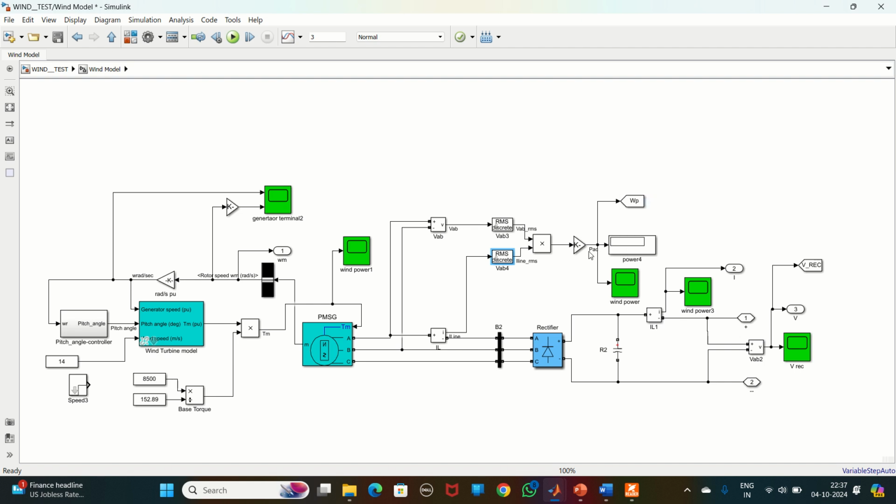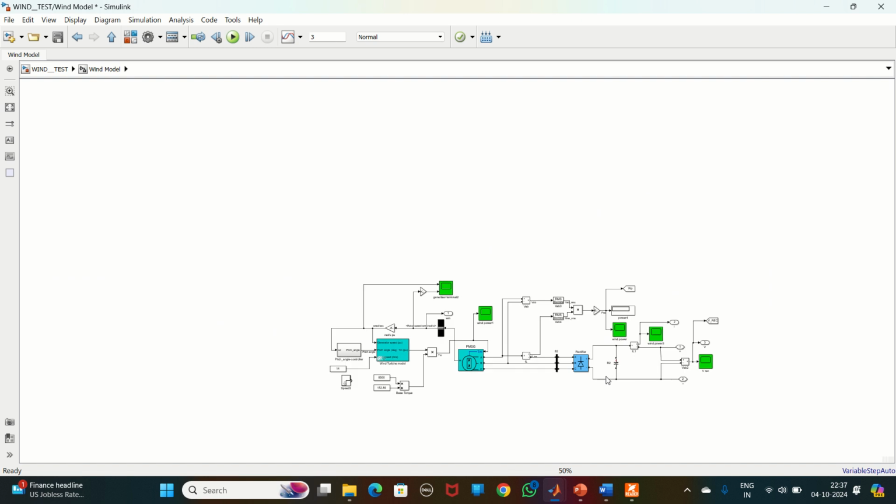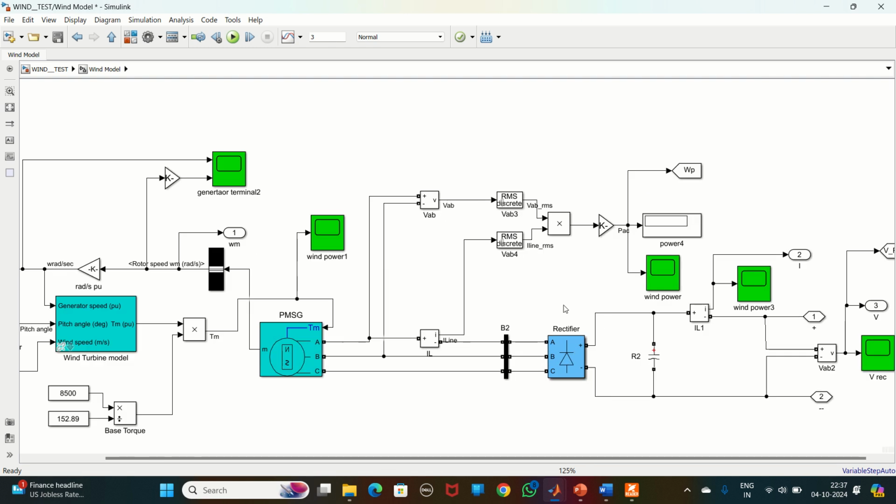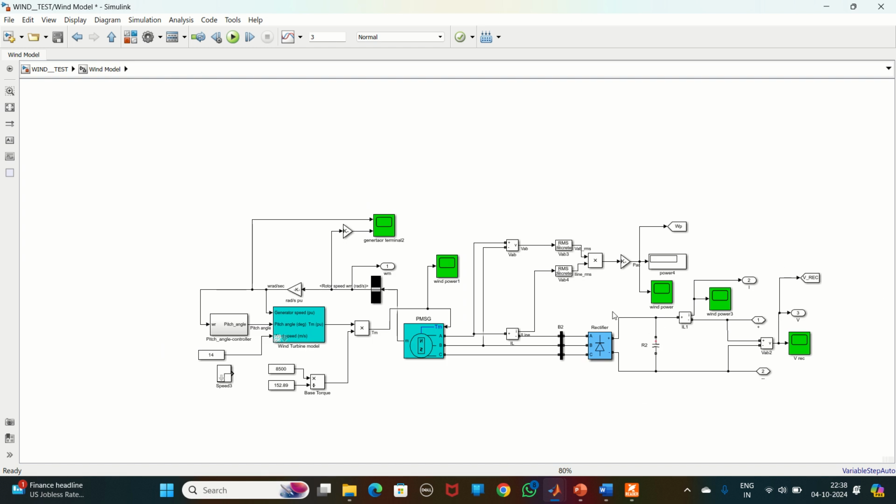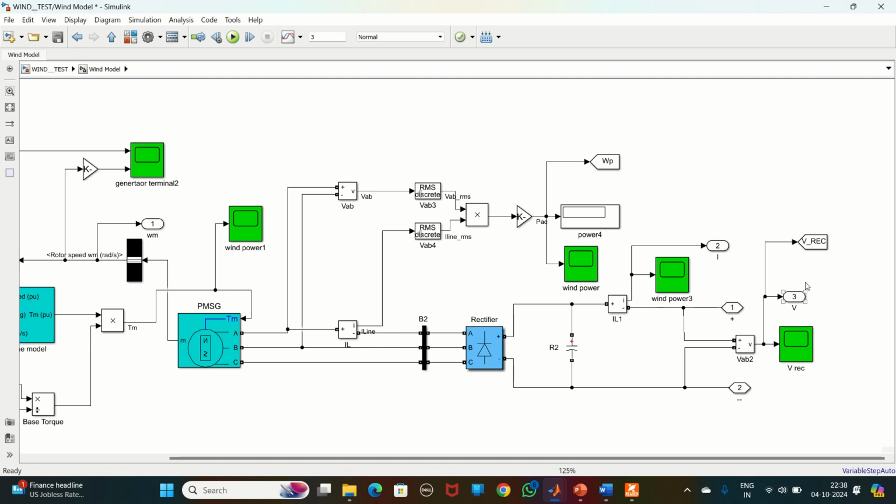Now I have calculated the power and taken a tag here, WP. Signal routing I have given like this. After this, I'm using a rectifier and converting this AC to DC. This is my DC voltage, that is the voltage after the rectifier. Here I am measuring.